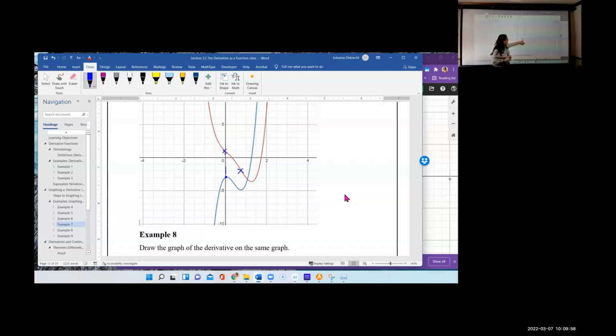Directly above the minimum point on the graph of the original function. I'm going to let you guys stare at that for a minute, and I'm going to create another one that's a little bit easier to see. It'll take me a minute to work it out.